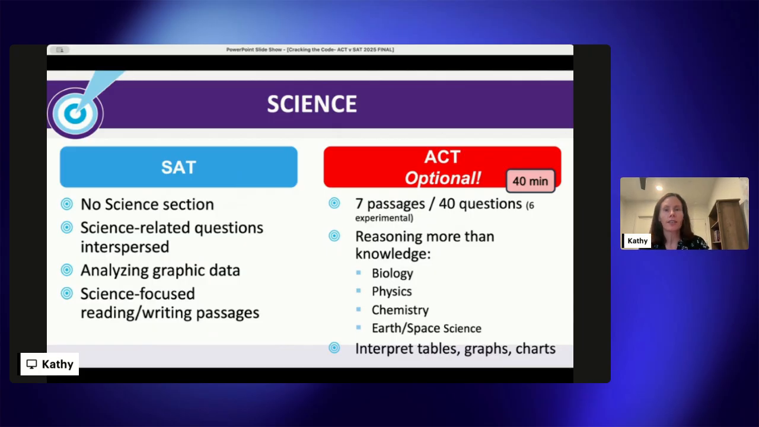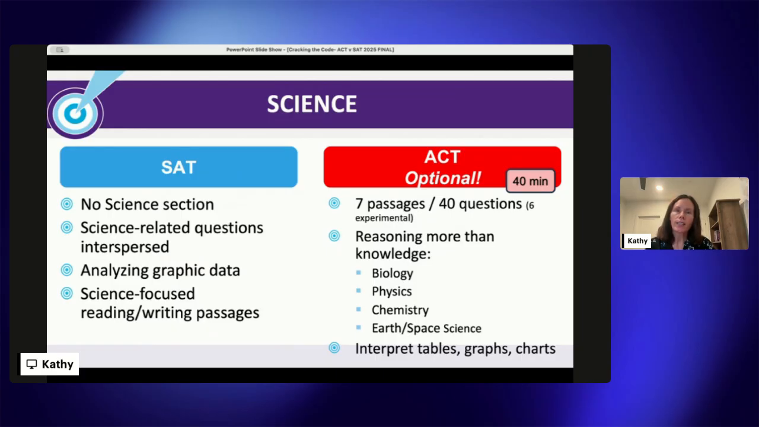It is always the final test on the ACT. So again, you start with English, math, short break, reading, science if you're taking it. Science is also a passage-based test. You get 40 minutes. There are 40 questions, 6 of which are experimental. Those are divided among 7 passages.